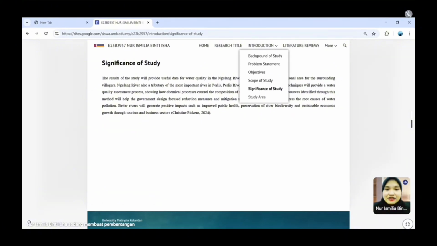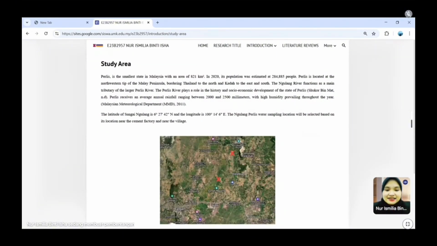The last part in introduction is study area. This research study area is the Mulang River in Perlis.